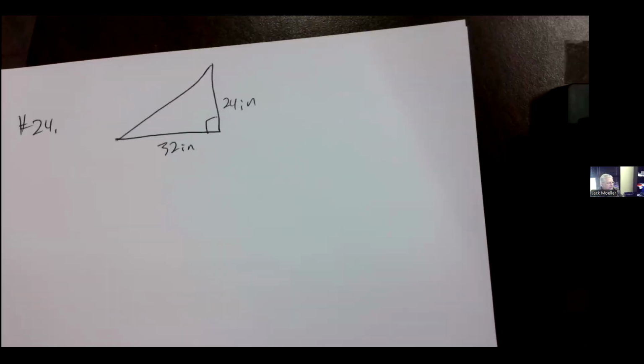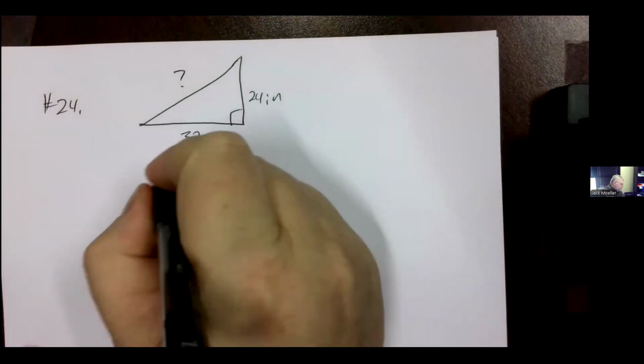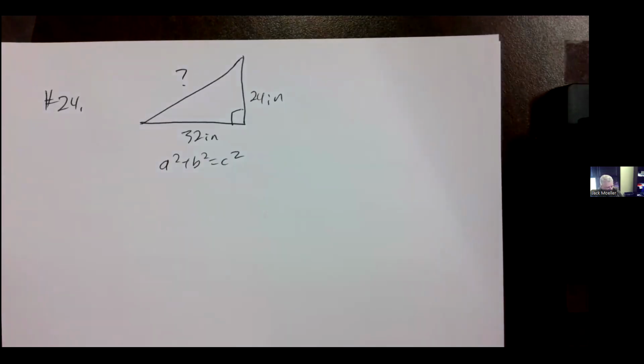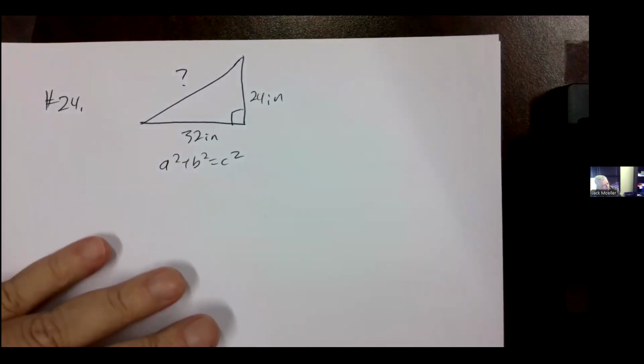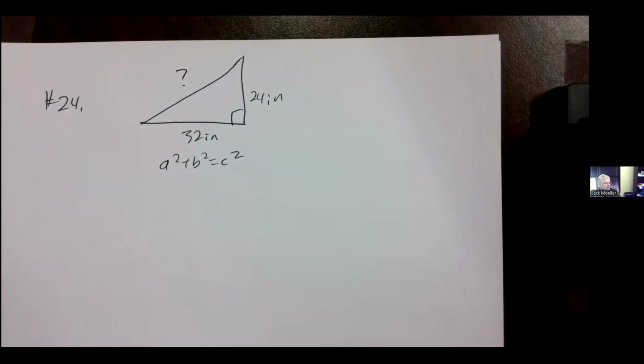All right. So we're trying to find the missing side. We know a squared plus b squared equals c squared. So not only do you have to know that it's a Pythagorean theorem problem in general, you have to know what's the a, what's the b, what's the c.